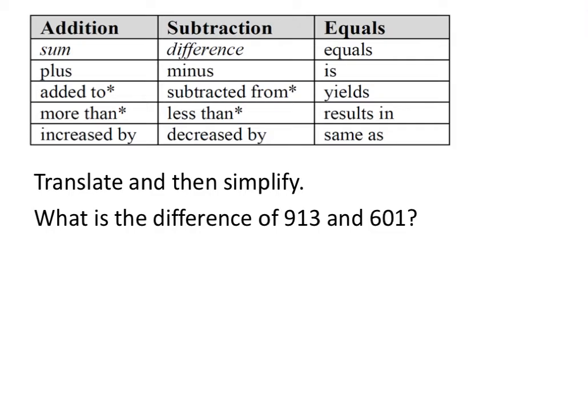So let's look at this first example, translate and then simplify. On the homework, if we saw an example like this, we would expect there to be two boxes, right? One for the translation, one for the simplification. So we're going to translate it first, though. What is the difference of 913 and 601?